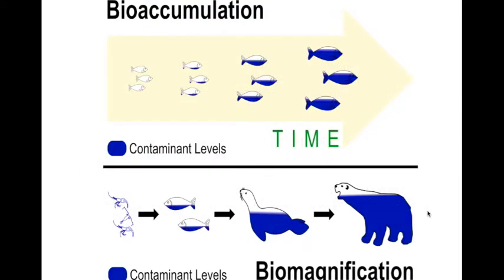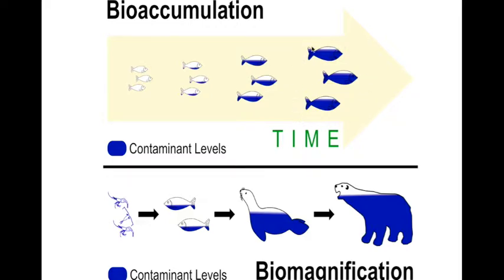Here's a diagram to sort of show what it looks like. In bioaccumulation, we're talking about one individual eating the same food source. So, when it's a juvenile, it might have just a little bit of that contaminant, and then as it grows older, it continues to accumulate the contaminants in its flesh, and then by the time it gets to an adult, it might have really high levels.